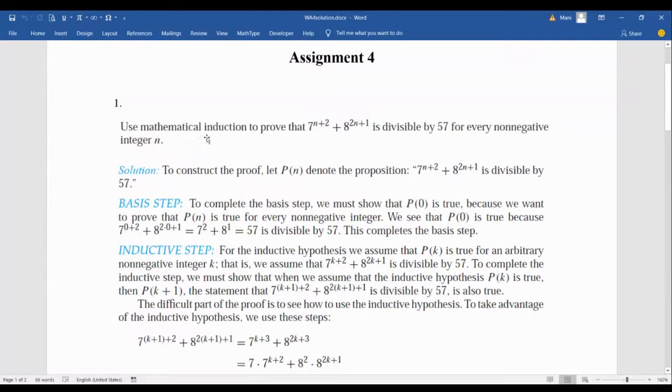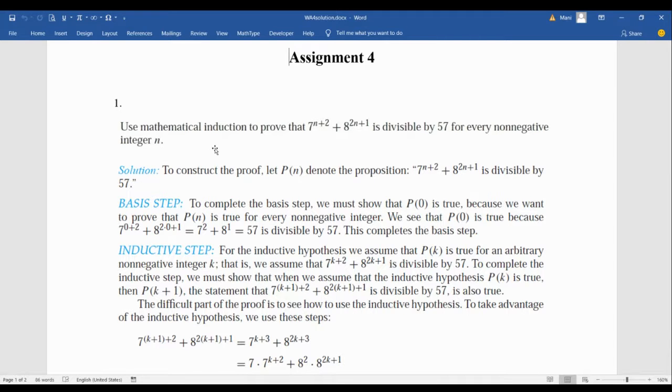So, use mathematical induction to prove that this proposition is divisible by 57 for every non-negative integer n. Non-negative integer means 0, 1, 2, 3 until infinity. So there are two ways to deal with that. First, to show that this is not true, you should find a counterexample. So how can we find that?